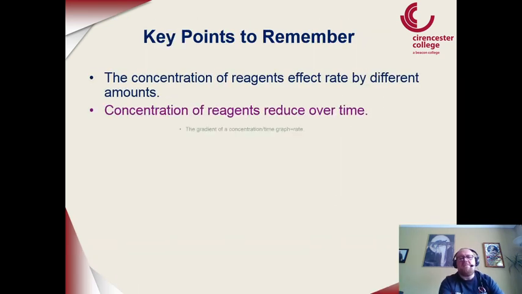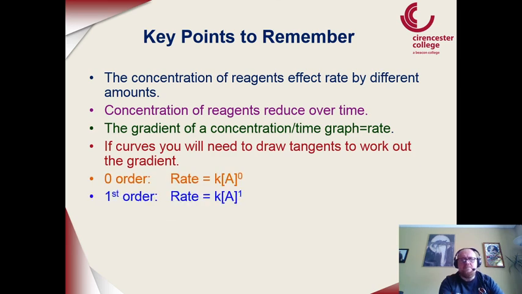Okay, so these are the key points to remember. If we change the concentration, it can change the rate of reaction. And we can plot how it changes the rate of reaction over time. And some components, if you change them, it will have a non-linear relationship. So it will change it by, for example, a factor of 4 if you double it. And that is called the order of reaction.